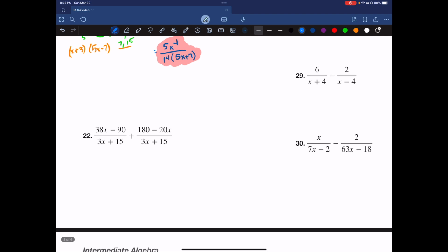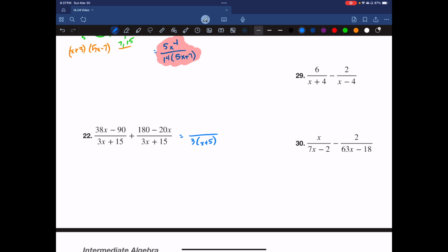All right, so number 22. We're going to shift gears and move away from the multiplying and dividing, and we're going to focus on adding and subtracting fractions. And we're going to start with one that is pretty straightforward. We already have like denominators, so I can just go ahead and add. I'm not going to change the denominator, but I am going to factor it. So we'll pull a 3 out, and that's going to be x plus 5, because you want everything in factored form, just in case.